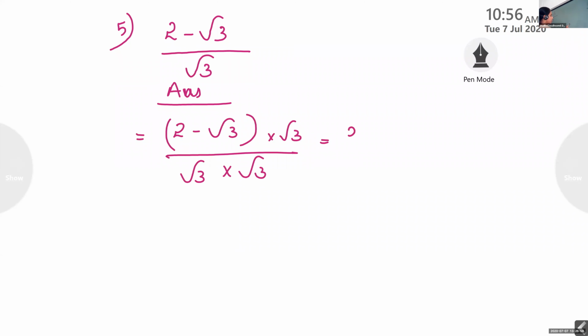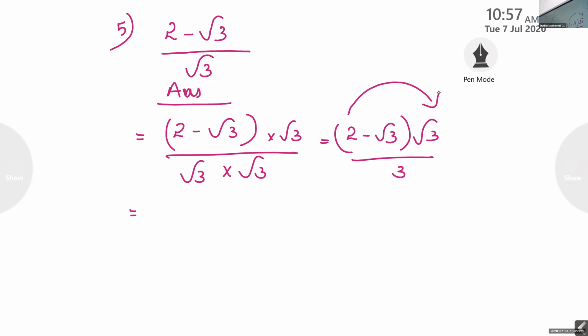See, again it is (2 minus root 3) by root 3 into root 3 by 3. Here also you should expand the brackets, or no problem if you substitute also. Can you expand the bracket? So how will you expand? 2 into root 3, what is the answer? 2 root 3. But when you multiply root 3 into root 3, what is the answer? 3. Okay, by 3 again.